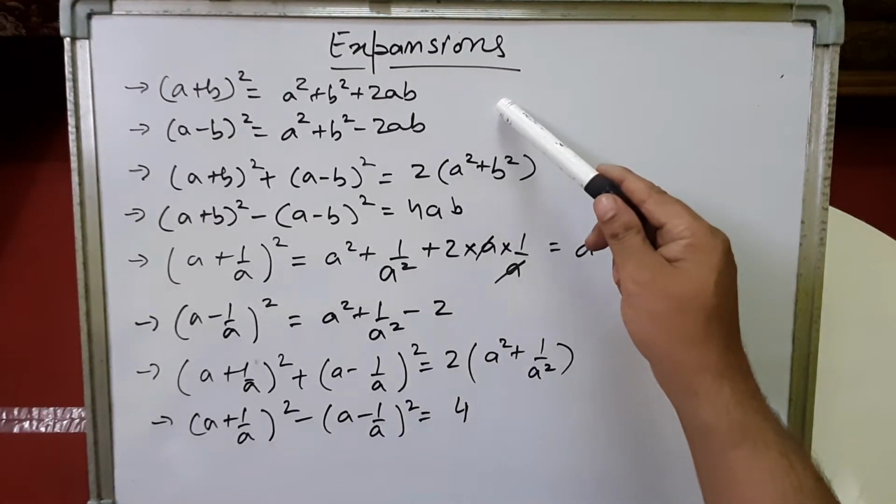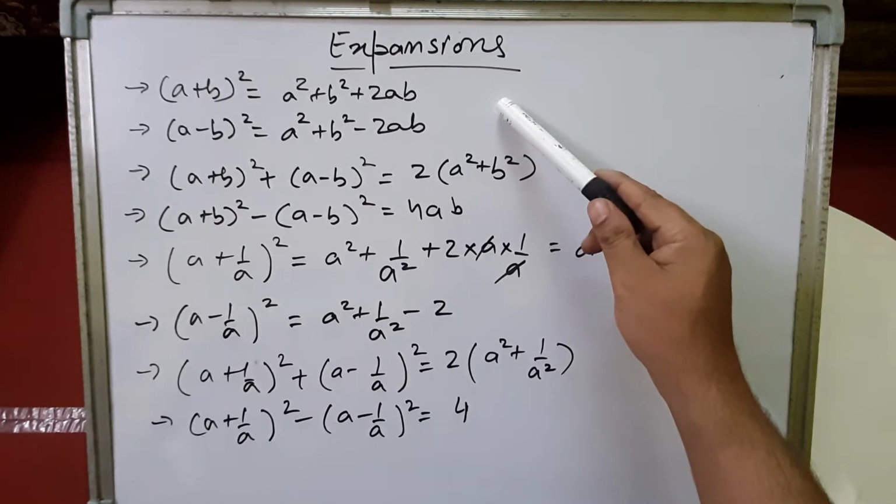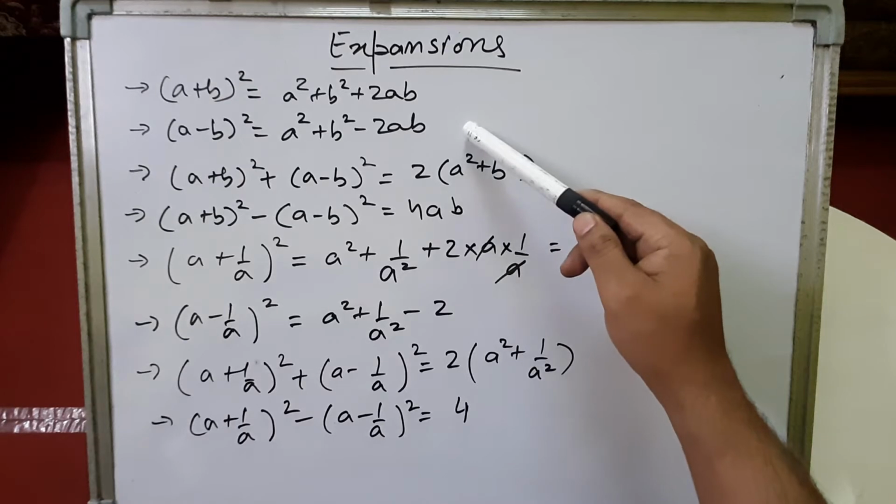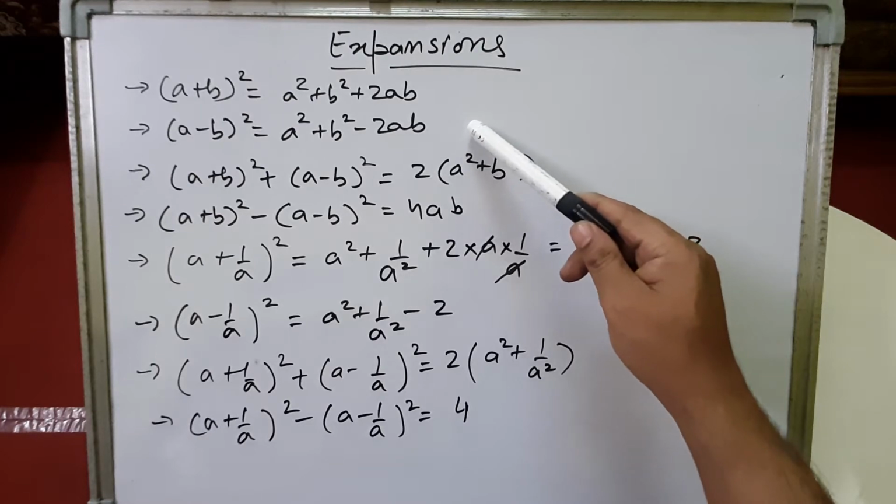(a + b) whole square. We have studied that this is a² + b² + 2ab. Right, (a - b) whole square. When we multiply (a - b) into (a - b), we'll get a² + b² - 2ab.